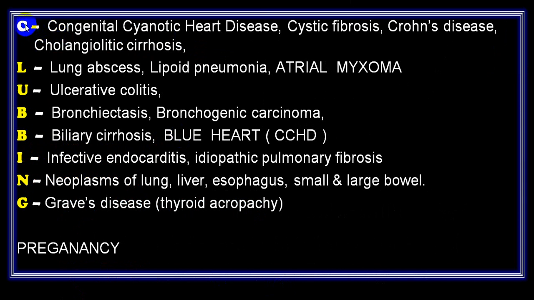If you want to remember by mnemonics, clubbing: C for congenital cyanotic heart disease, cystic fibrosis, Crohn's disease, then cholangitic cirrhosis; L for lung abscess, lipoid pneumonia, atrial myxoma; U for ulcerative colitis; B for bronchiectasis, bronchogenic carcinoma; B for biliary cirrhosis and blue heart, or cyanotic congenital heart disease; I for infective endocarditis and idiopathic pulmonary fibrosis; N for neoplasm of lung, liver, esophagus, large bowel, small bowel, etc.; and G for Graves' disease or thyroid acropachy. There is also one we always forget, which is pregnancy. During pregnancy also you can develop clubbing. Not always, but you can.